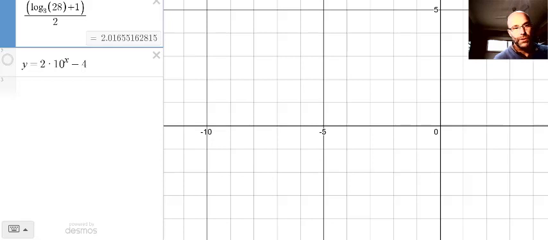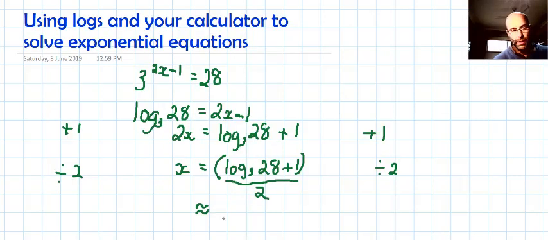So 2.017, if we round it to say 3 decimal places, so that approximately equals 2.017 to 3 decimal places. Solved.